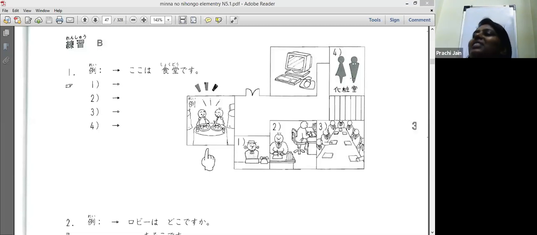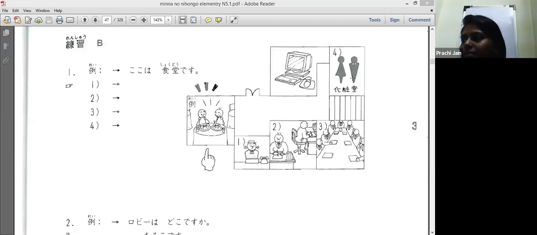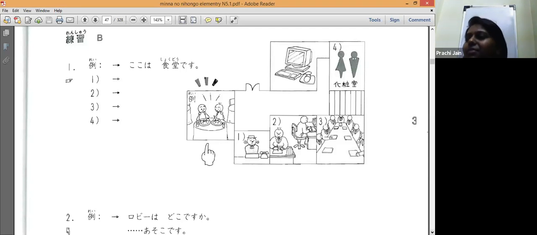This is the symbol of toilet. So, Koko wa toilet desu. Correct. Or we can say restroom also. Otearai.